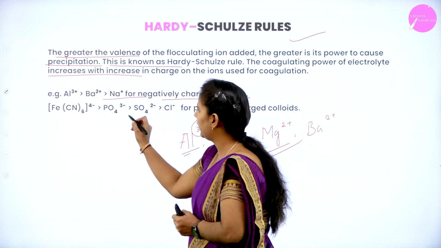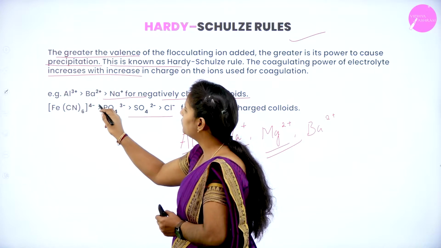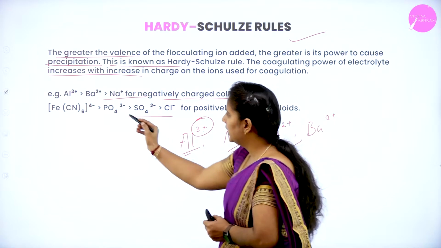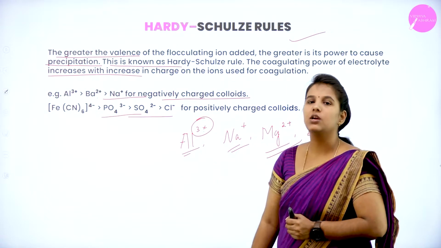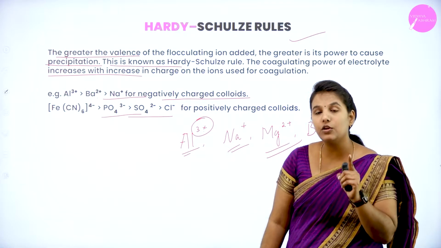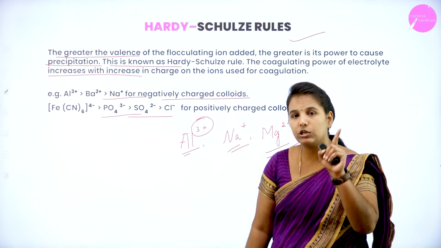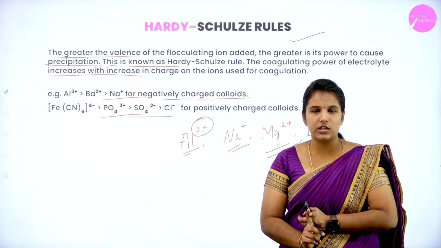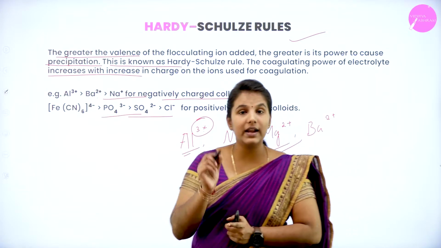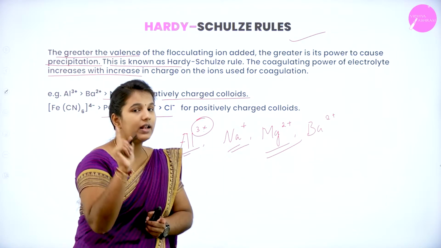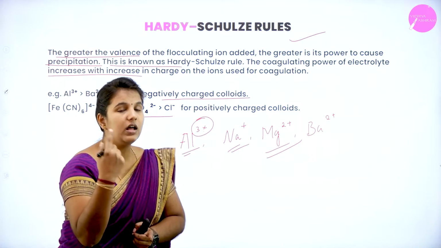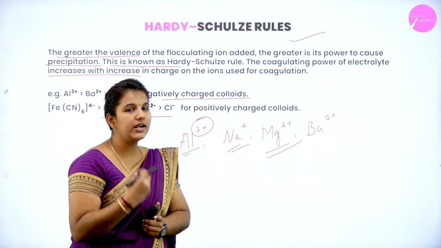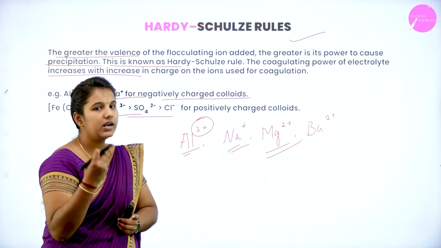I have another set of ions: Fe(CN)6 4-, PO4 3-, SO4 2- and Cl-. These are negatively charged coagulating ions which will be used for positively charged colloidal particles, because opposite charges attract each other. So, the greater the valency of the coagulating ion, the greater the precipitation, and this idea was given by Hardy and Schulze, hence it is named the Hardy-Schulze rule.